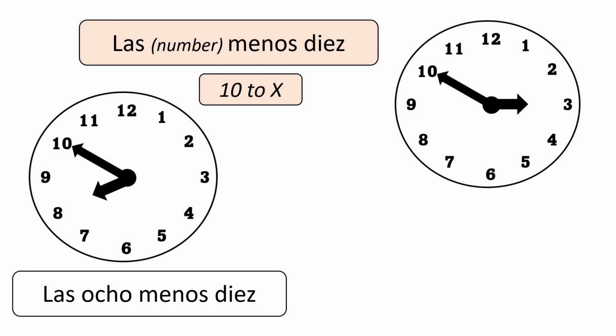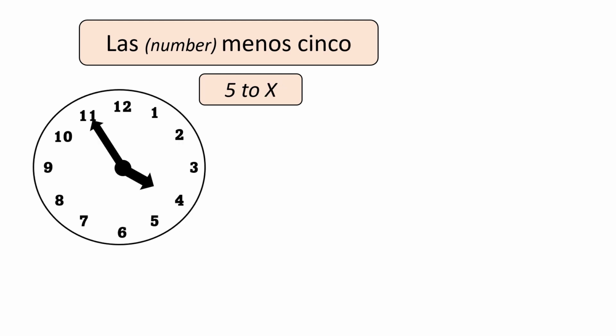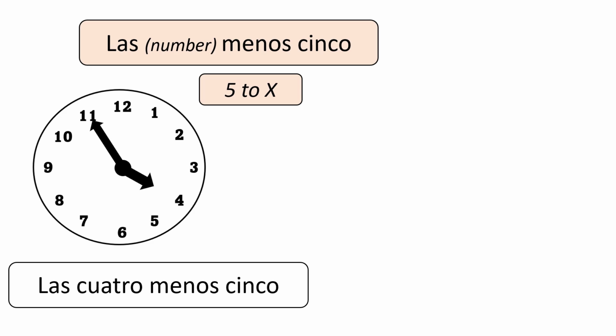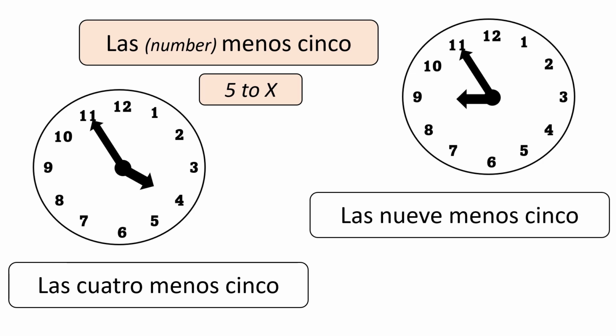And for this clock, son las 3 menos 10. Finally, before a short quiz, this time shows 5 minutes to 4. In Spanish, we say las 4 menos 5. Lastly, las 9 menos 5.